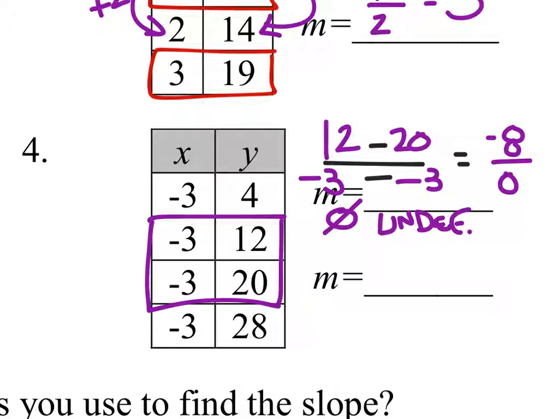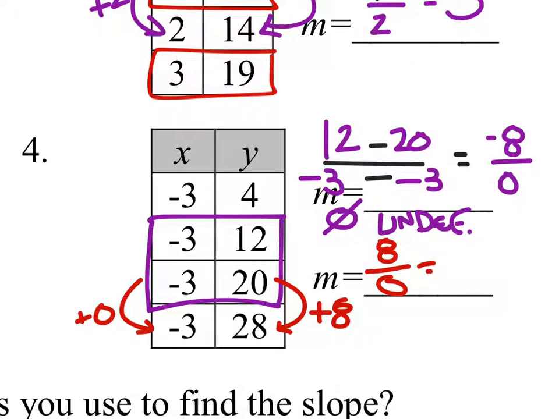All right, what about the rainbow method? Which two do you want to use? Bottom two. So the change in y's, 20 to 28, this is going to add 8. So 8 is our numerator. And from -3 to -3, you would have added exactly 0, which also is undefined. So again, the point of this is to demonstrate that it doesn't matter which method you choose, you will get the same slope either way.